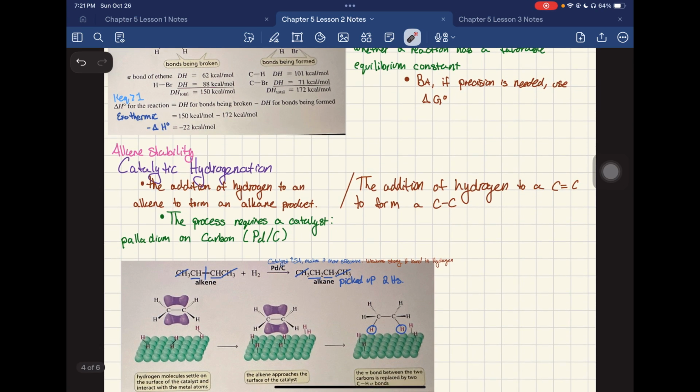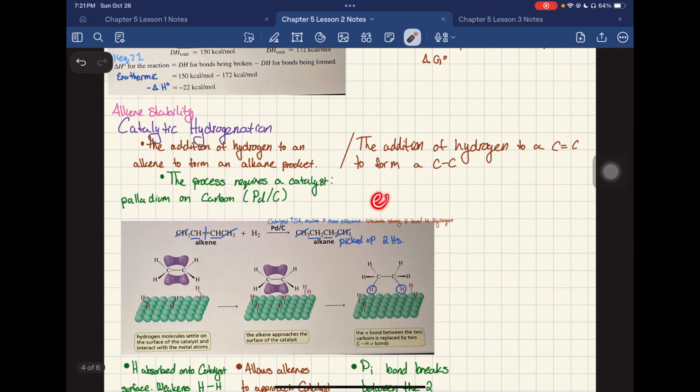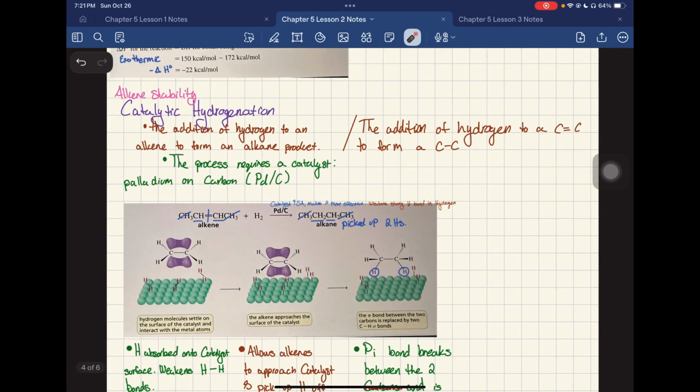So alkene stability, right? Catalytic hydrogenation is the addition of hydrogen to an alkene to form an alkane product. It is going from ene to ane, right? The process requires a catalyst, palladium on carbon, Pd over C, the addition of hydrogen to a carbon double bond to form a carbon single bond.